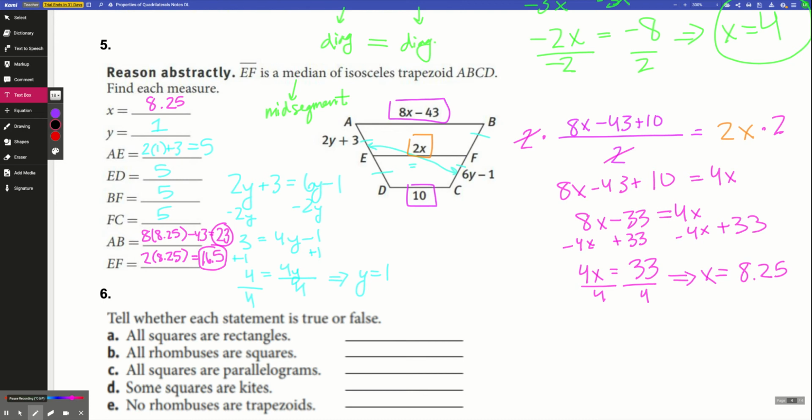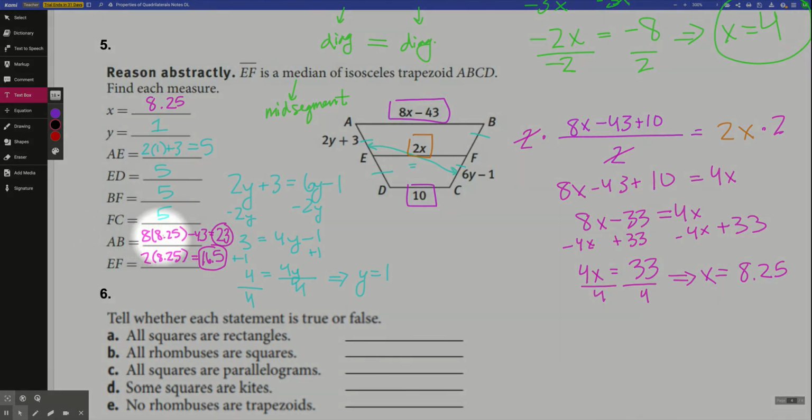Then to get AB and EF, I just plugged x back into the original expression. So 8 times 8.25 minus 43 is 23, which is right here. And then 2 times 8.25 is 16.5.